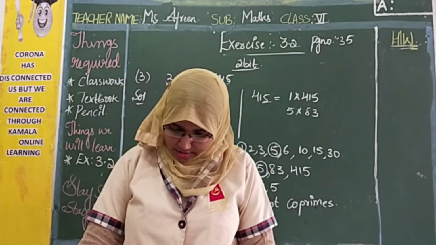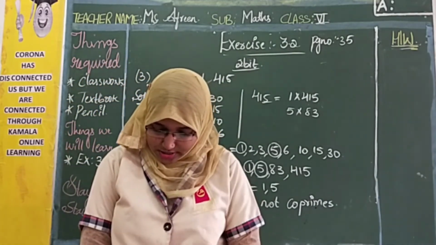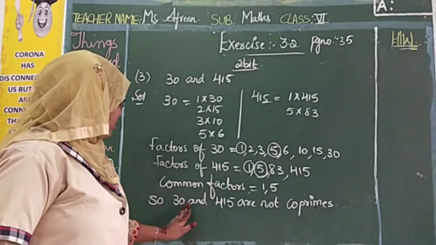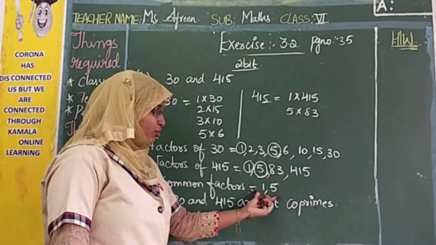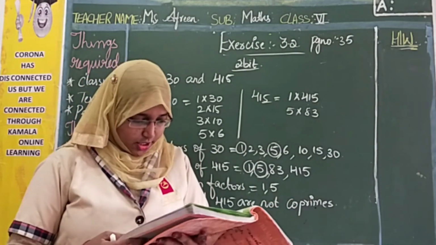I hope it is very clear. So the same way you can go with 1835, and the second one, 216 and 215. Find the factors, then find the common factors among them, and if the only common factor is 1, write co-prime. If you are getting more than one, then it is not a co-prime. Let us move on to the third one.